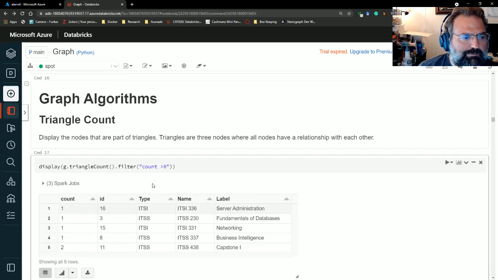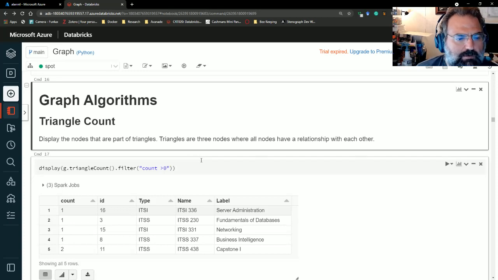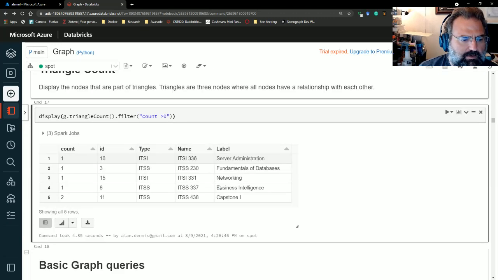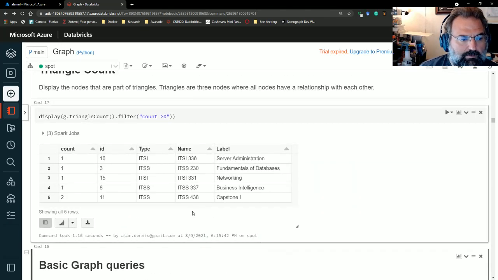So there's several algorithms that are available to you inside of the GraphFrames. One of them is triangle count. The basic idea is there's a set of nodes that are involved in some sort of a relationship. So we can see it if we pick it together. The node number, say 16, is involved in a triangle. So we're saying here, give me back the ones that have the triangle count that is more than 0, so one or more triangles.